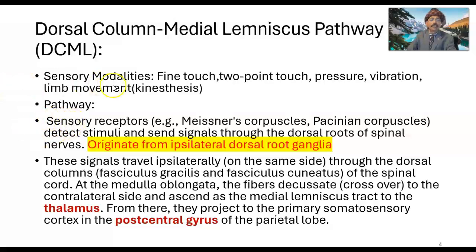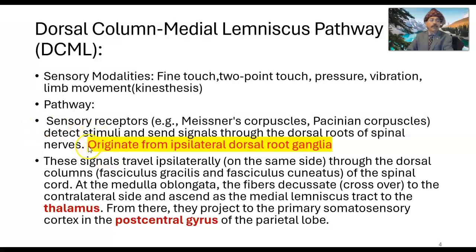Pathway, sensory receptor. What is the origin? From the ipsilateral dorsal root ganglia. What is a ganglion? A ganglion is a collection of nerve cells at the periphery. Sensory receptors are what? The Meissner's corpuscle and Pacinian corpuscle present in the skin. They detect stimuli and send signals to the dorsal roots of the spinal nerve, going to the dorsal gray horn.